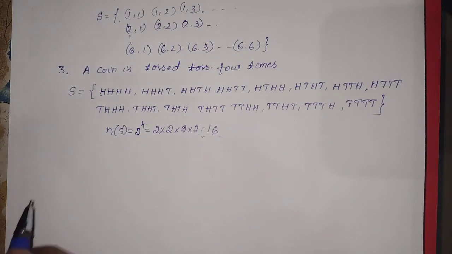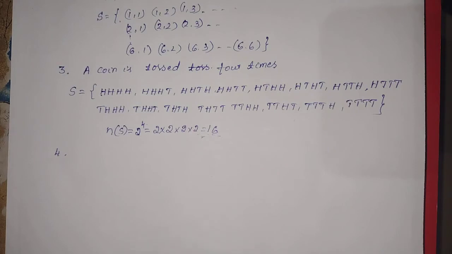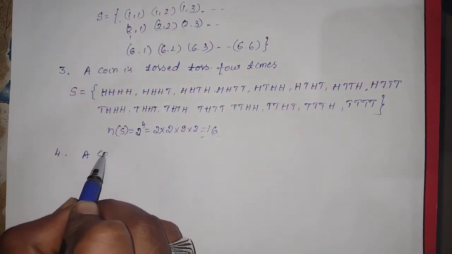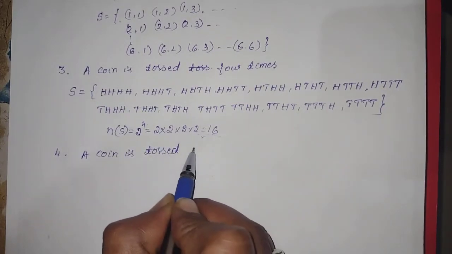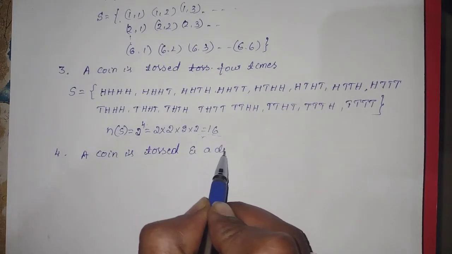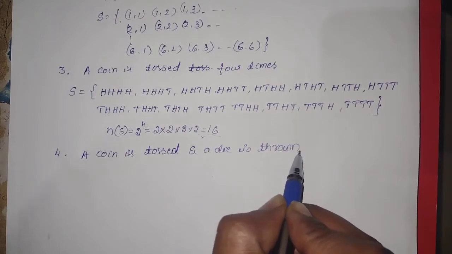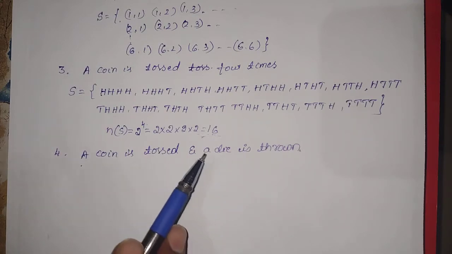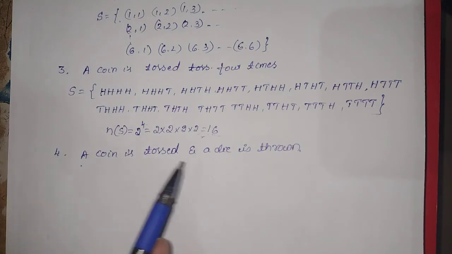What is the fourth problem? The fourth problem is like this. I will read the fourth problem. A coin is tossed and a die is thrown. A die is thrown. That means a coin is tossed. First time we are tossing a coin, and the second time we are throwing a die. First is coin, second is die.